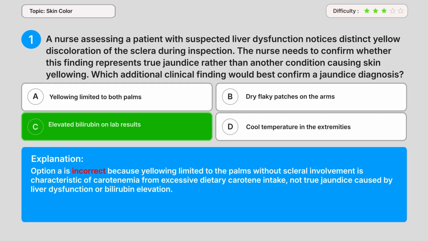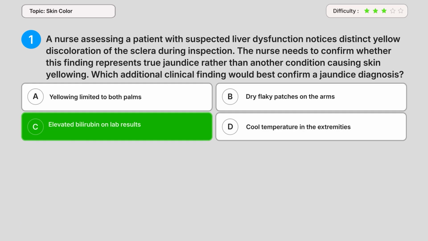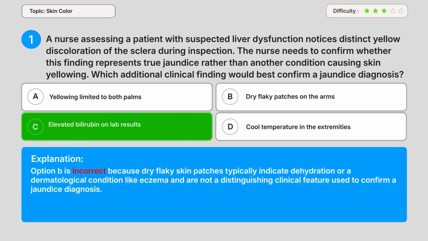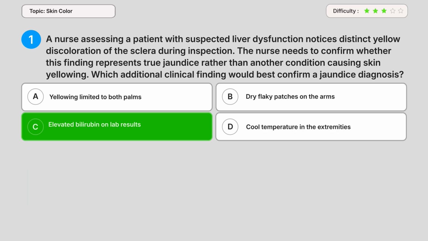Option A is incorrect because yellowing limited to the palms without scleral involvement is characteristic of carotenemia from excessive dietary carotene intake, not true jaundice caused by liver dysfunction or bilirubin elevation. Option B is incorrect because dry flaky skin patches typically indicate dehydration or a dermatological condition like eczema and are not a distinguishing clinical feature used to confirm a jaundice diagnosis.